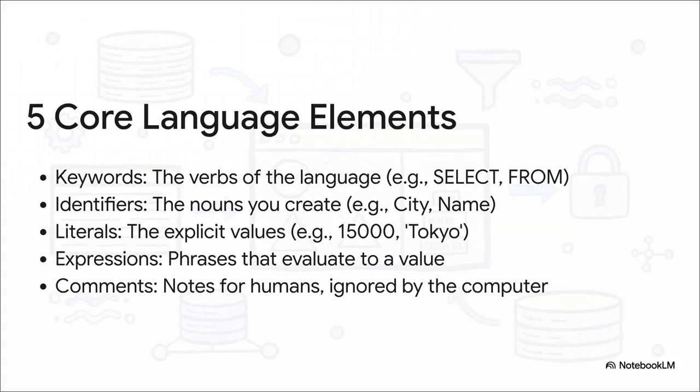This one sentence is built from 5 core parts. First, you have keywords, like SELECT and FROM. These are the verbs, the action words. Then you have identifiers, like city and name. Those are the nouns, the names of our tables and columns. Literals are just the specific values, like the number 15,000. A whole phrase like population greater than 15,000 is called an expression, which the database checks to see if it's true or false. And finally, you can add comments for other people to read, which the computer just ignores. Every single query is just a mix of these 5 things.